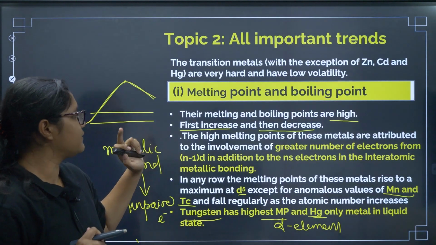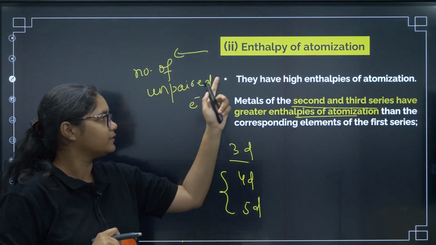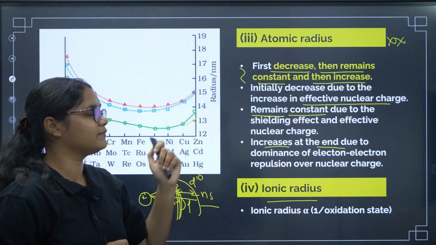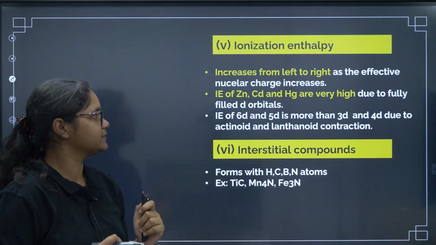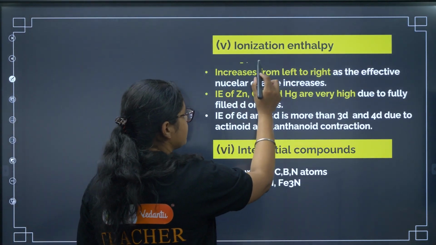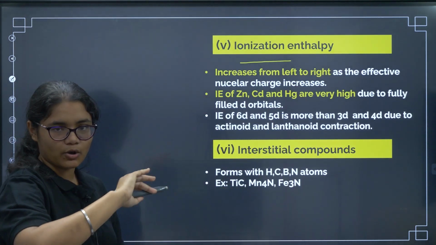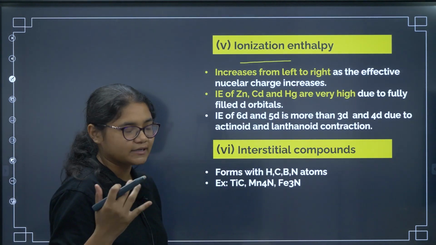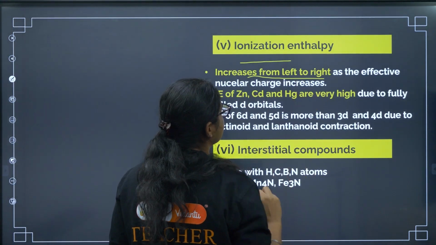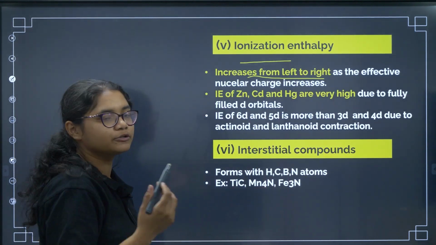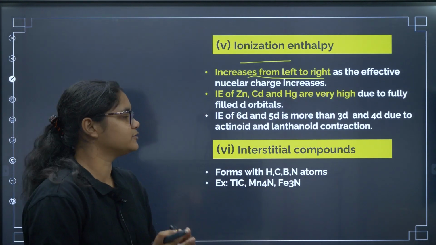First we have discussed melting point and boiling point, then enthalpy of atomization, then atomic radius and ionic radius. Next is ionization enthalpy. This is also an important one. As we know, along a period the size is decreasing and ionization enthalpy increases from left to right. As we go along the period, ionization enthalpy keeps on increasing.